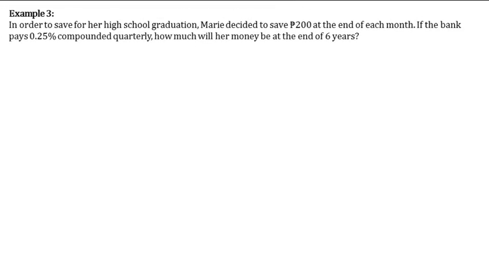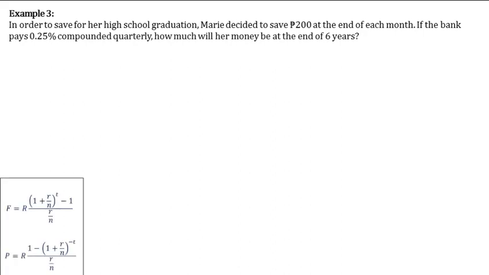So, another example. In order to save for her high school graduation, Marie decided to save 200 pesos at the end of each month. If the bank pays 0.25% compounded quarterly, how much will her money be at the end of 6 years? So, dito, sulat natin sa side na to yung ating formula. Then, alamin natin yung mga given. So, meron tayong 200 pesos as periodic payment. At sabi, if the bank pays 0.25%, so meron tayong rate na 0.25% or 0.025.